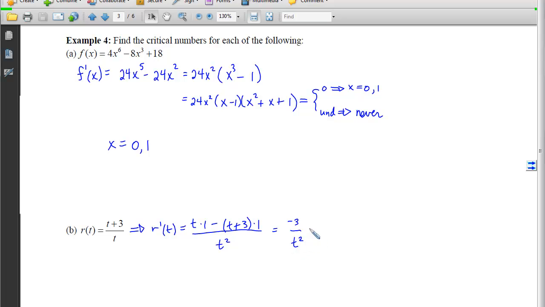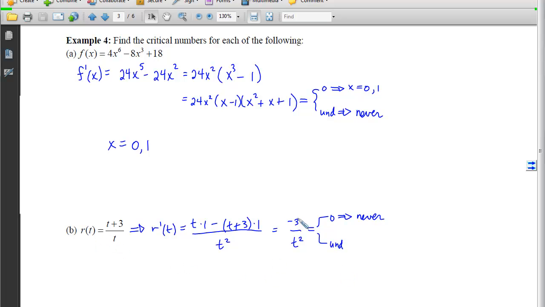And remember, I'm interested in knowing when this is 0 or when this is undefined. We can see that fractions equal 0 whenever the top equals 0. And notice that there are no t's in the top, so there's no value of t that will make the top equal 0, which means I never get 0 for a slope on this graph.